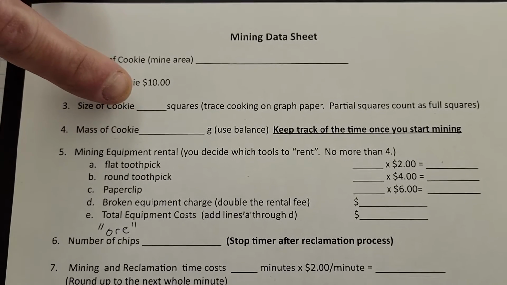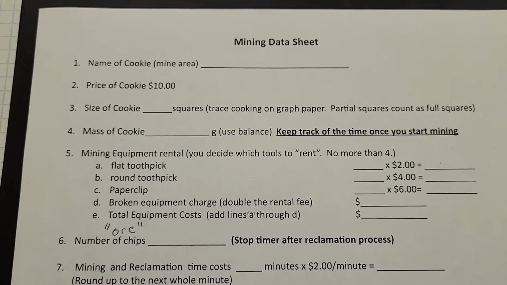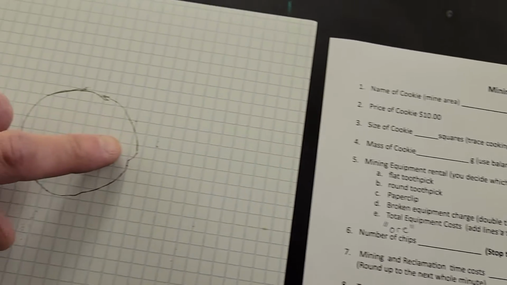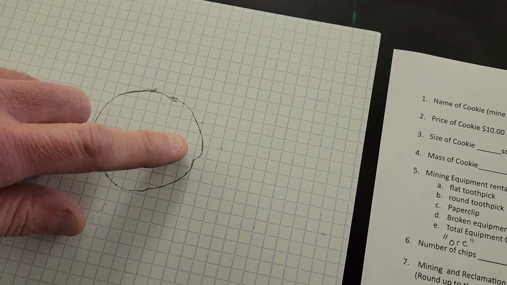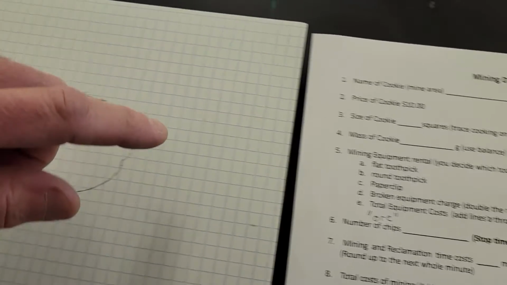Now we are going to end up using this later, so you don't want to throw this paper out. As long as you are consistent when you're counting the squares now compared to when we do this at the end of the lab, that'll be fine.